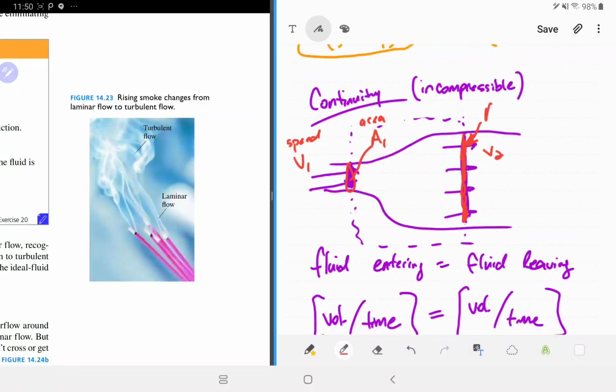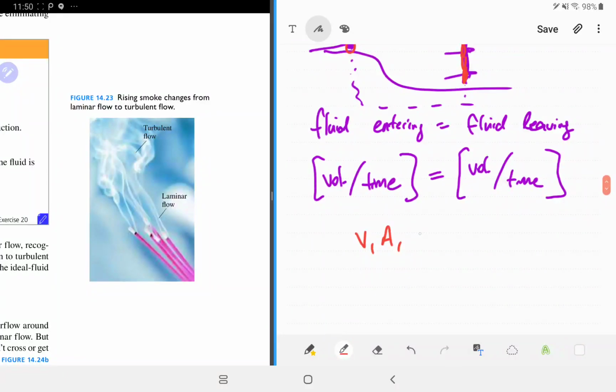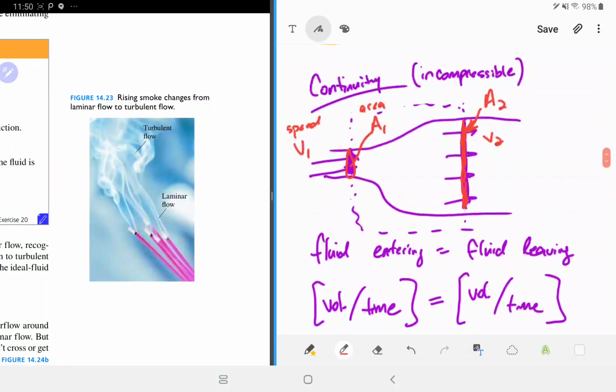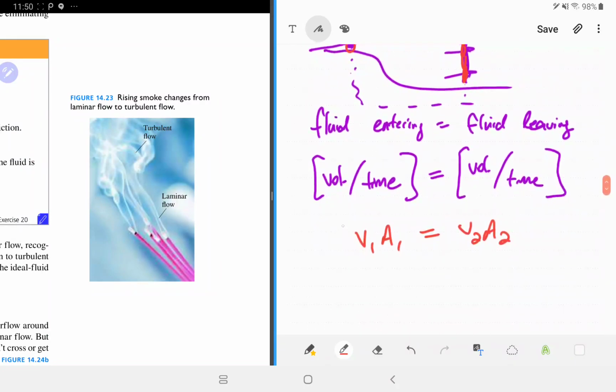is, a funky looking arrow, A2. So V1 A1 is the volume per unit time of fluid entering, and V2 A2 is the volume leaving this box right here. Okay, so this is the equation for continuity. This is the main equation we want to focus on.